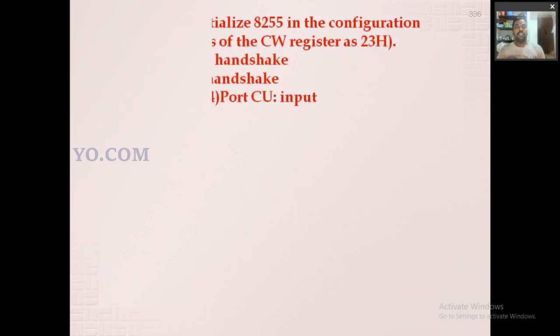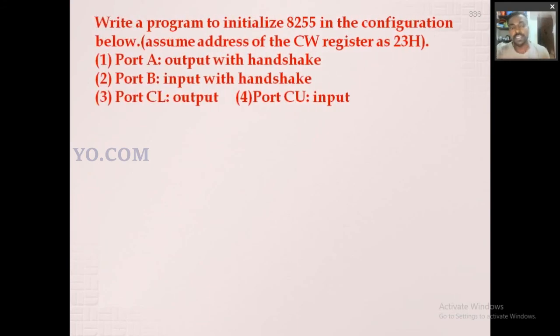Next, we can see a simple program on how to program the 8255. So we can see some simple examples. Write a program to initialize the 8255 to the configuration as below. Assume the address of the control word register is 23. Port A is output with handshake, port B is input with handshake, port C lower is output, port C upper is input. So this is the given data.